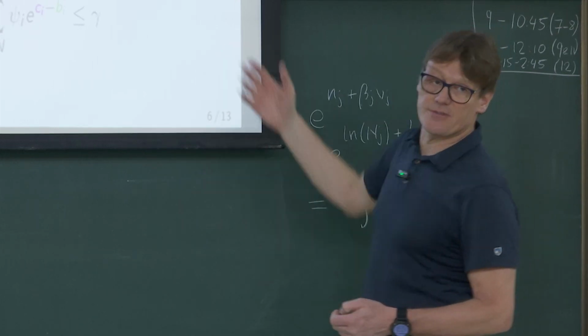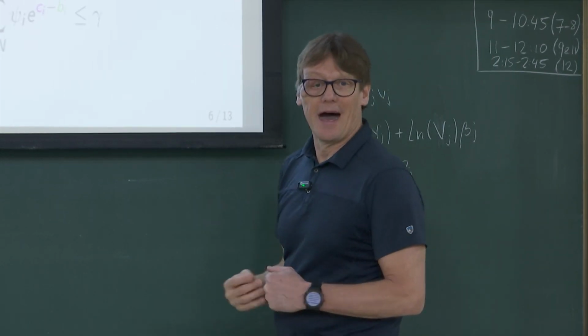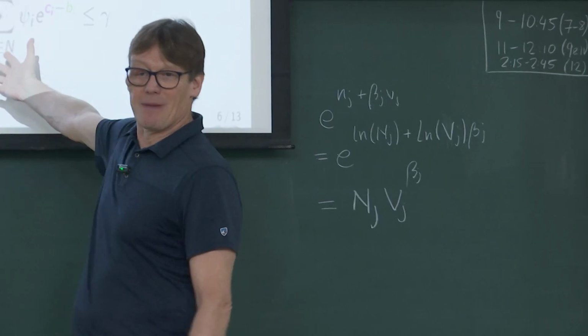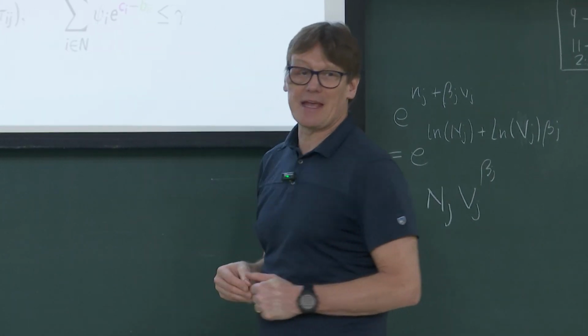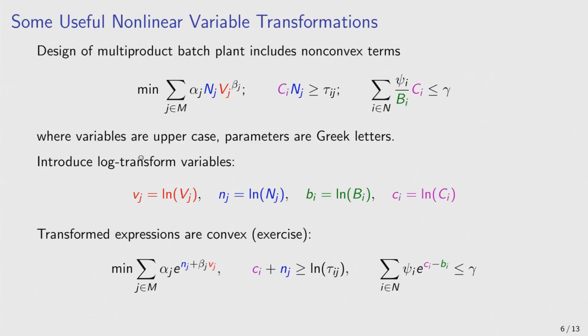How you come up with these transformations, I don't know. People like Ignacio, they write smart papers, but they don't tell you how they came up with these smart reformulations. But there are a lot of these around, for example, for multi-product batch plants, but also for cutting stock problems. There's other reformulations. And the nice thing about this reformulation is that these expressions down here are now convex. So we started off with a non-convex problem. We did this variable transformation. We have new variables, and the new problem is convex.